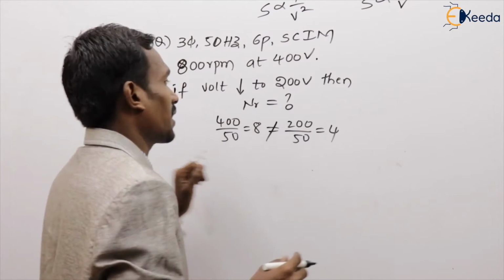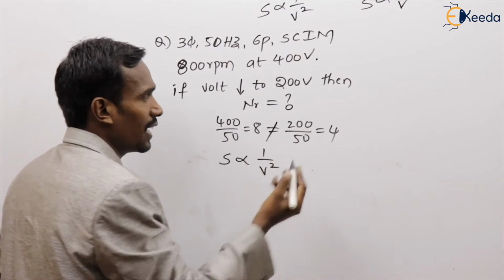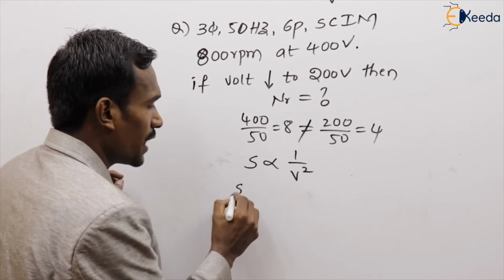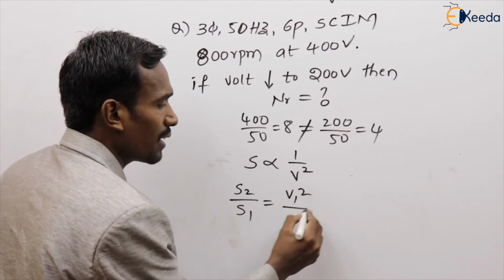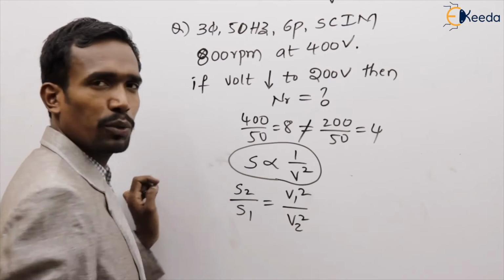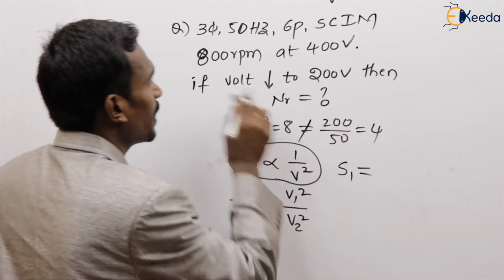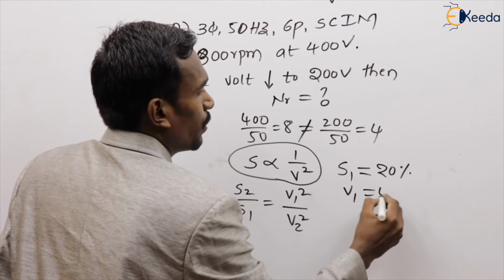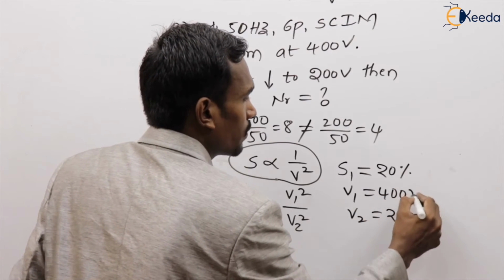If V by F is not constant, what is the formula? Slip is inversely proportional to V square. So S2 by S1 is equal to V1 square by V2 square, because it is inversely proportional, we have to take the inverse. What is S1? For 800 rpm, that is 20%. What is V1? V1 is 400. What is V2? V2 is 200.